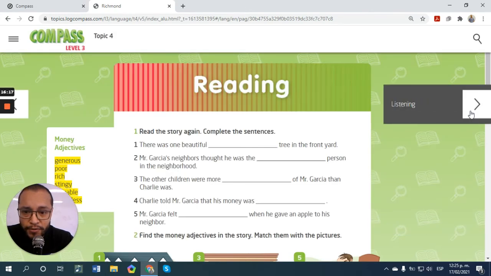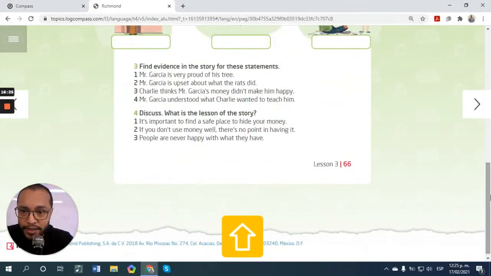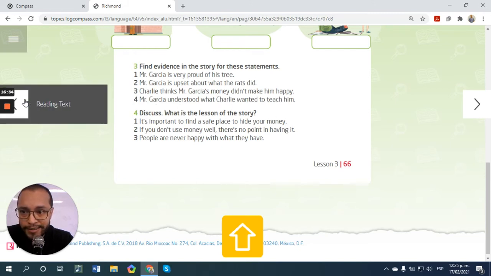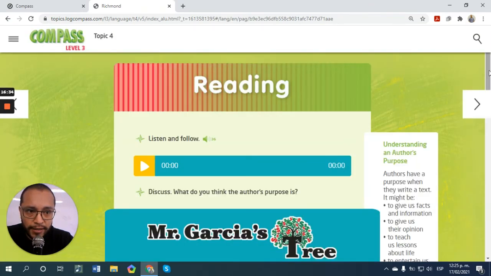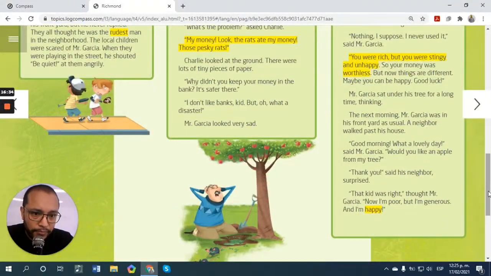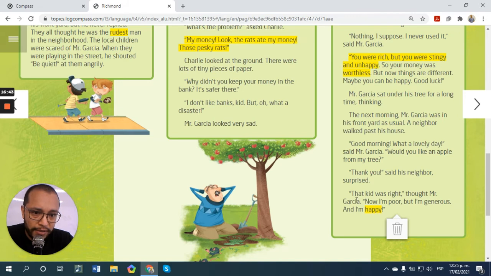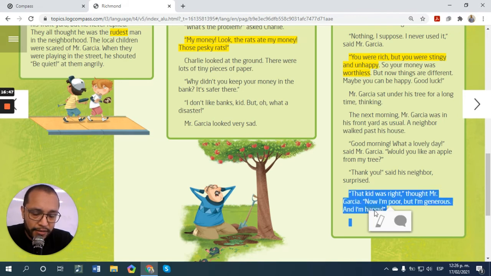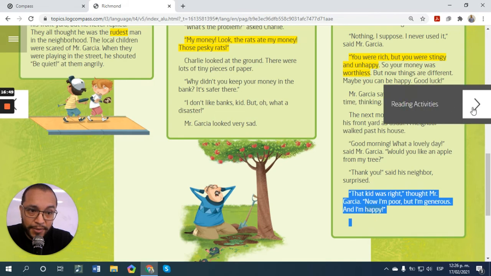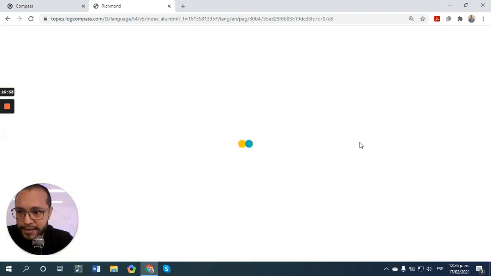Now, on the number 4, Charlie told Mr. Garcia that his money was, sorry, that was a point from another area. We were on the 4, but from this exercise. Mr. Garcia understood what Charlie wanted to teach him. Yes, that one is right in the end of the text, right here. The kid was right, thought Mr. Garcia. Now I'm poor, but I'm generous and I am happy. So all this is the evidence that Mr. Garcia realized that Charlie was right.